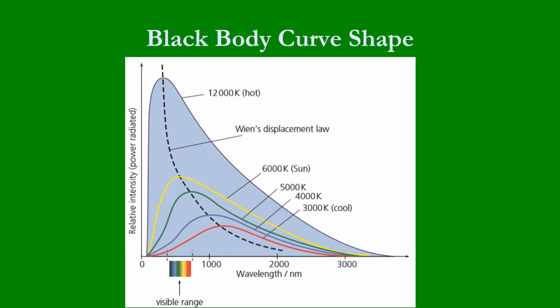So this is the blackbody curve shape. As I said, a shift more towards the left for a hotter star, and you can see the intensity on the y-axis and wavelength on the x-axis. So lower wavelength, greater intensity of the star. You'll see the dotted line, which is Wien's displacement law. That is related to the wavelength for the peak energy output of the star. So that's what we'll look at.